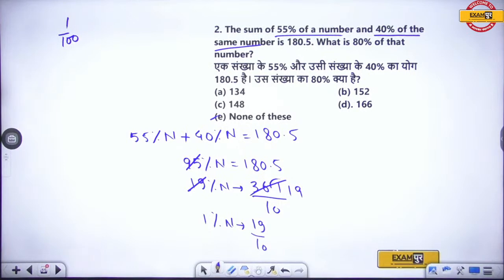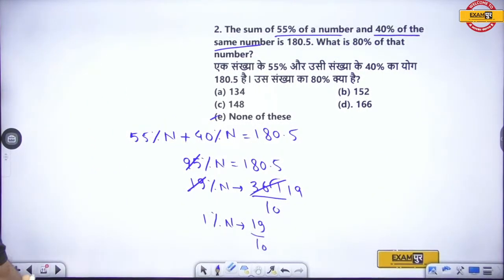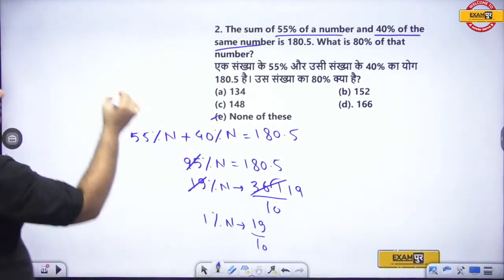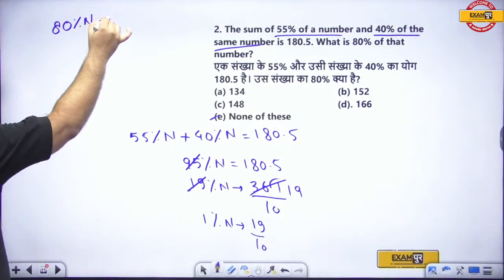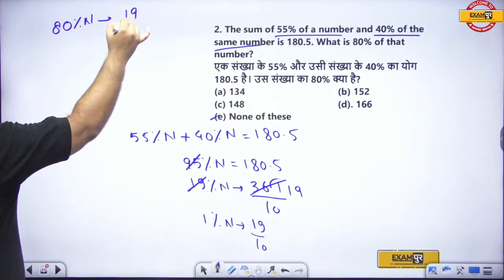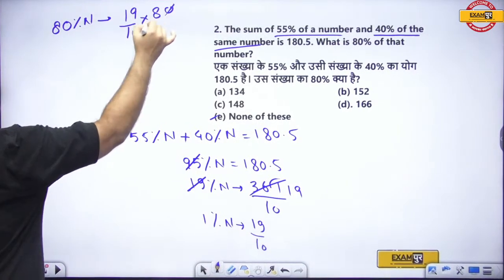Now you have to find the 80% of this number. So what is 80% of this number? If 1% is 19 by 10, then 80% is 19 by 10 into 80.